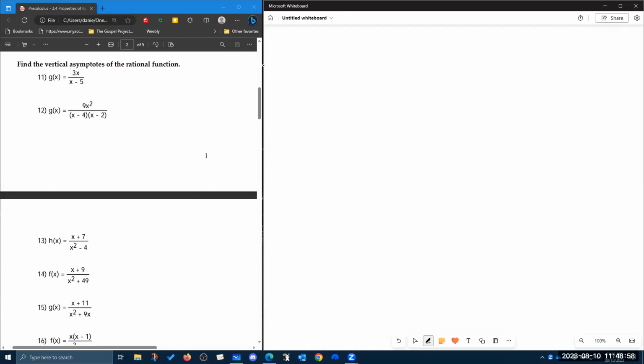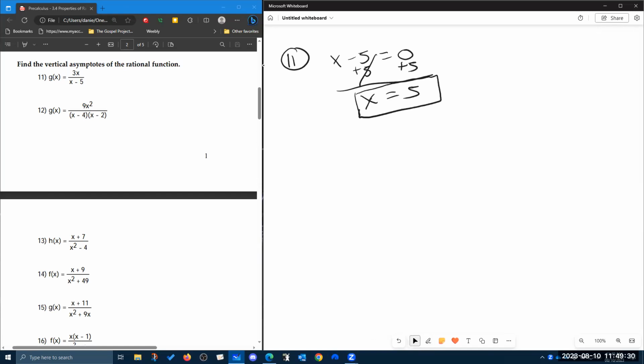So let's go ahead and look at number 11. Let's look at this denominator, x minus 5. We're going to set it equal to 0 this time instead of saying it's not equal to 0. And we're going to get an equation of a line when we solve for x. That's going to be x is equal to 5. And that is the equation of our vertical asymptote, since 5 does not make the numerator equal to 0.